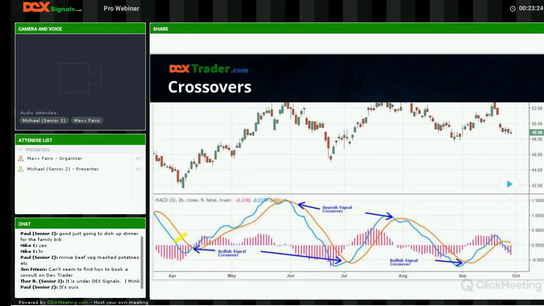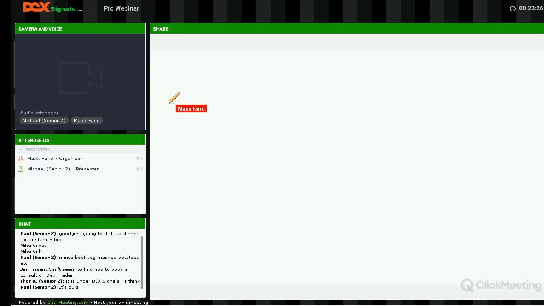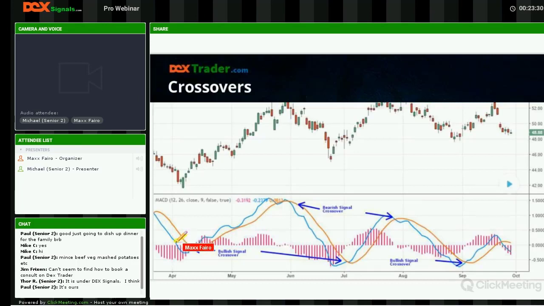Let me see if I can change my color here just a little bit. Guess not. All right. Let me see. Put it right there. There you go. Okay. The histogram is the difference between there and there. All right. So the bigger the difference, the bigger the bar here.